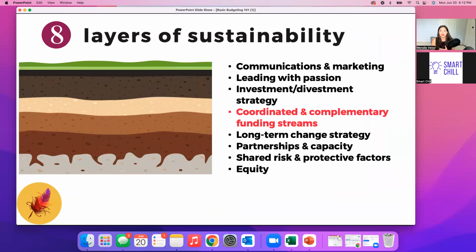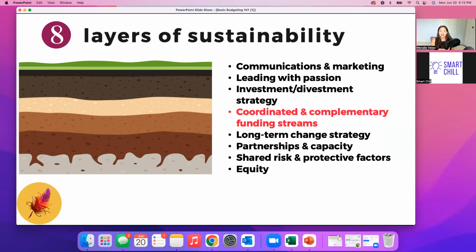It looks a little bit like this. There's 8 layers of sustainability. And as we're doing things like communicating to our different audiences and using our marketing techniques to reach people, we need to know how much money we're spending to do those kinds of things.